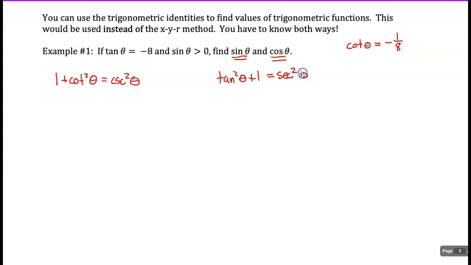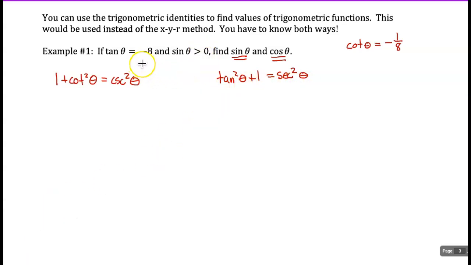Now, neither of those are going to give me sine or cosine directly, but I know that if I have the cosecant, I can take the reciprocal and I can get the sine. Or if I have the secant, I could take the reciprocal and get the cosine. I'm going to go ahead and use this identity, but again, you could use either one.